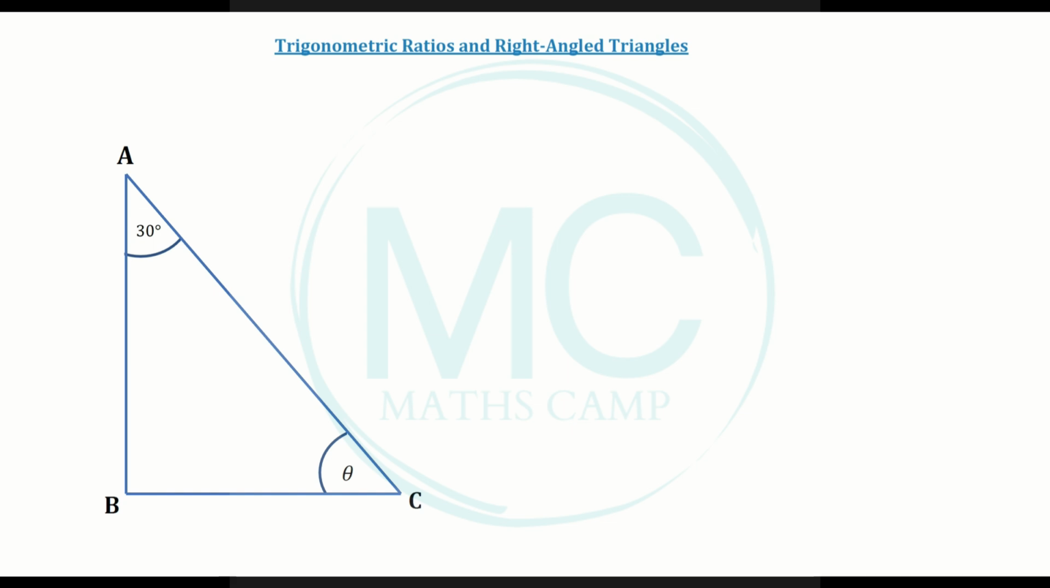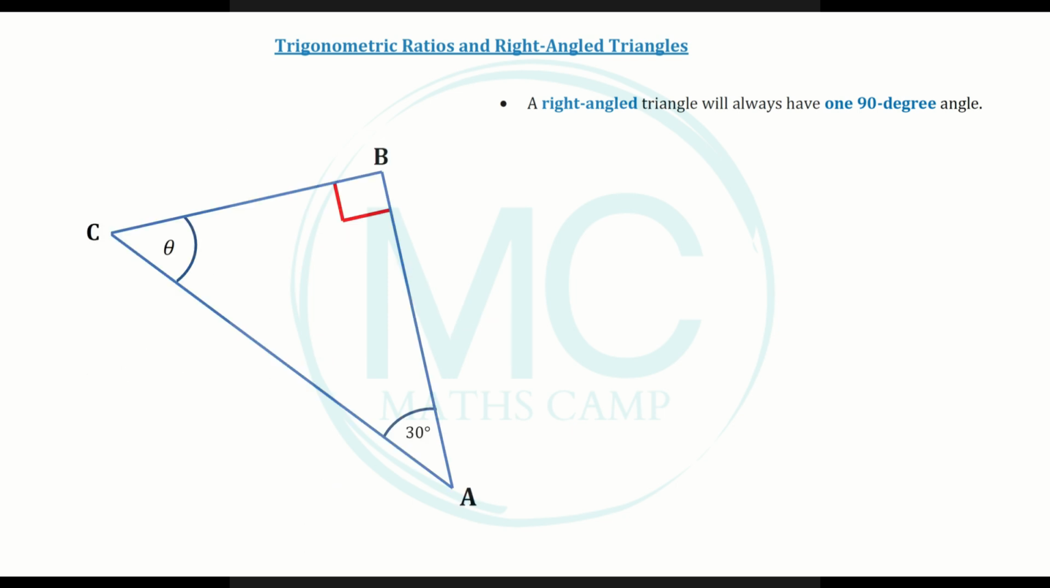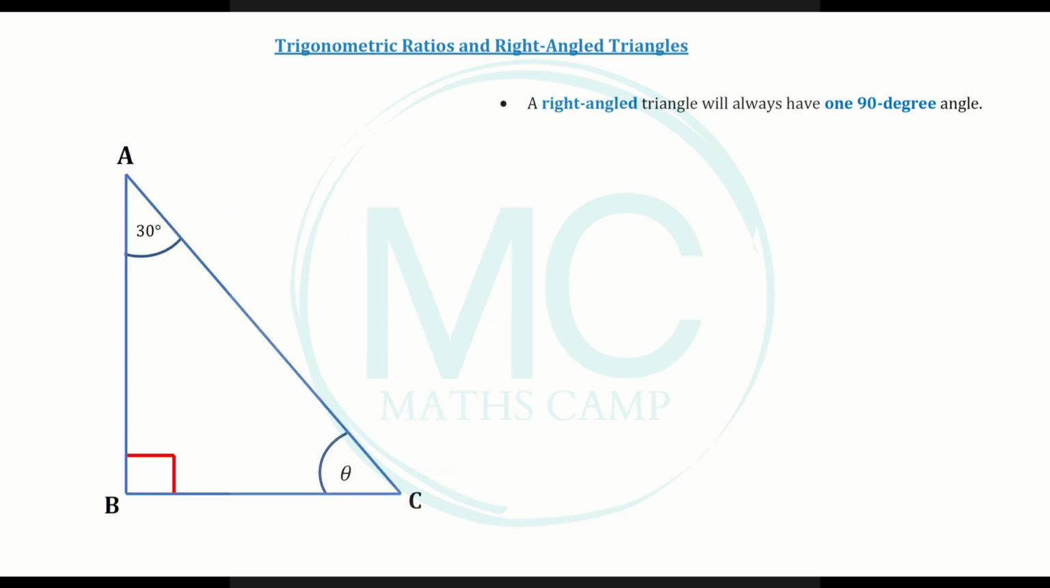If there is a square inside the vertex of the triangle, such as this red square over here, it shows us the angle is 90 degrees. A right angled triangle will always have one 90-degree angle. It does not matter where the angle is in the triangle. As long as the angle is shown by a square, it is a 90-degree angle. Another name for a 90-degree angle is a right angle.